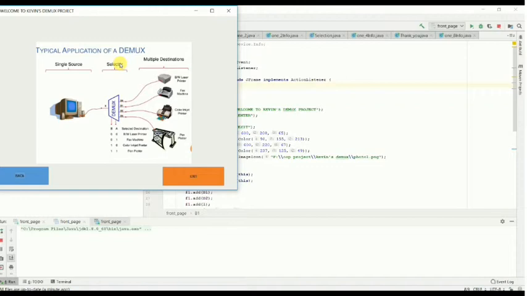Okay, so that was my project on the demultiplexer.